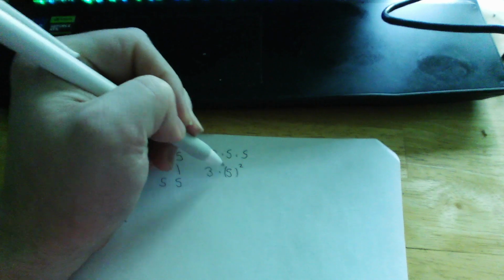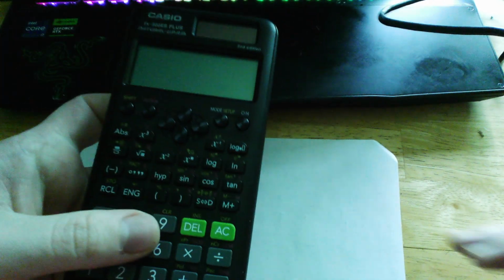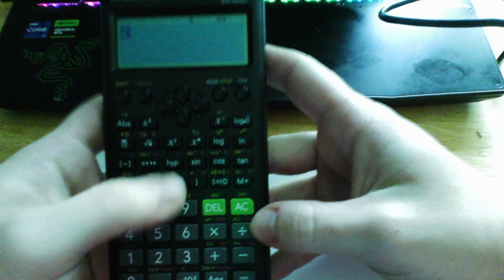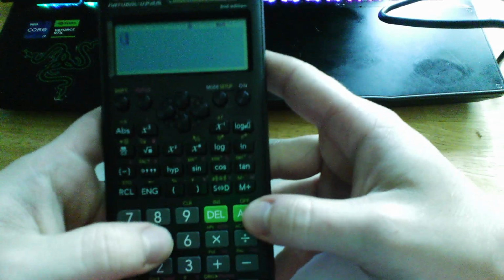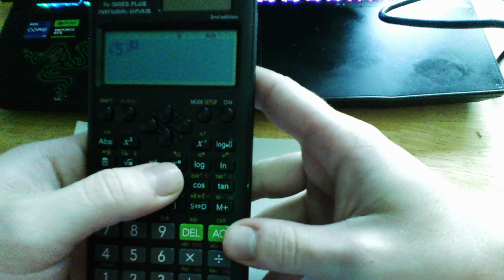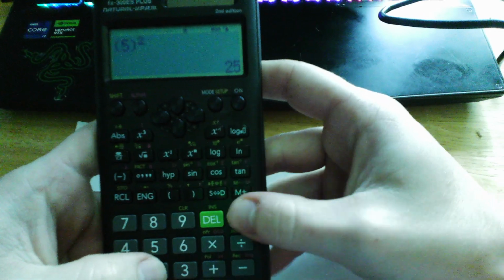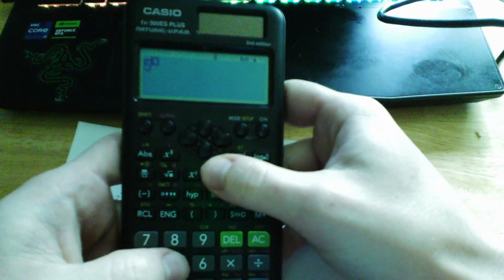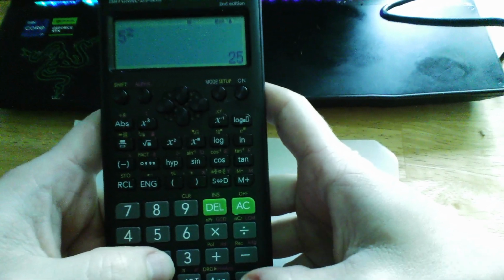Now sometimes I like to write parentheses around it. If you type it into the calculator, it should still give you the same answer, whether or not there's parentheses around it. So parentheses 5, raised to the exponent 2 equals 25. And you can just do 5 raised to the exponent 2 equals 25 as well. But some math professors will think about that differently.